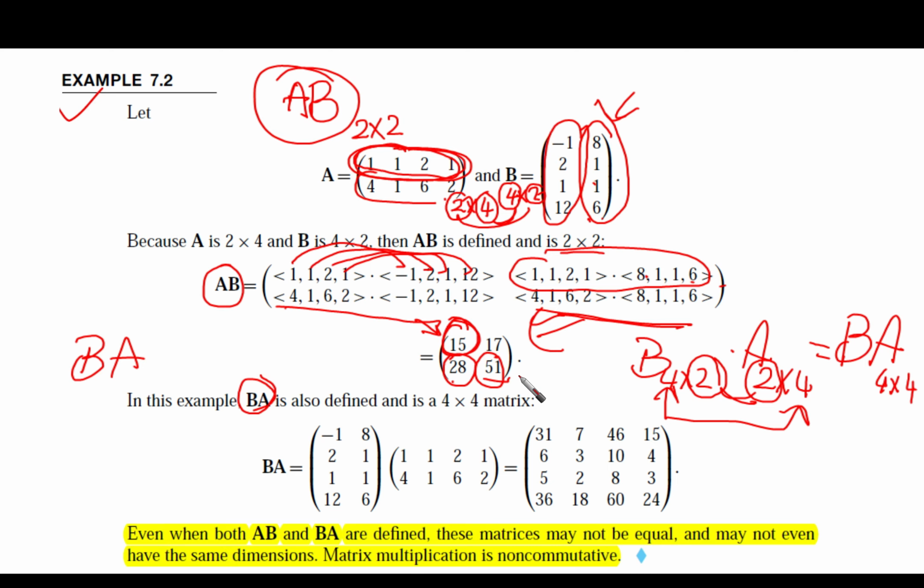So now we can understand that AB is a 2 by 2 matrix. However, BA is exactly a 4 by 4 matrix. Totally different. They are totally different. Okay, so how can we get BA? So this is BA. All the columns of B are going to be arranged here.